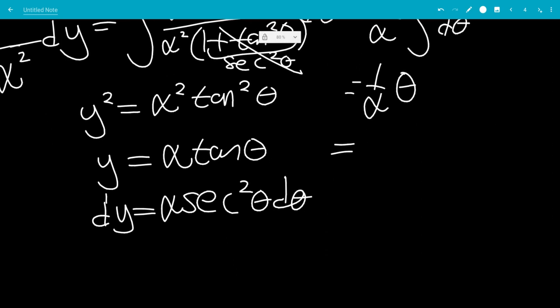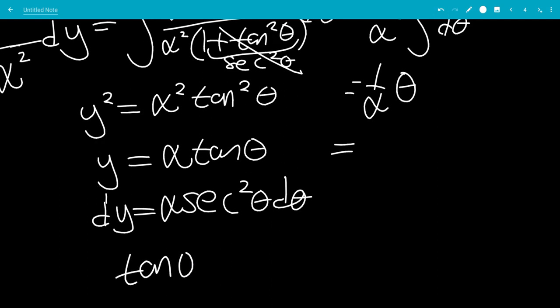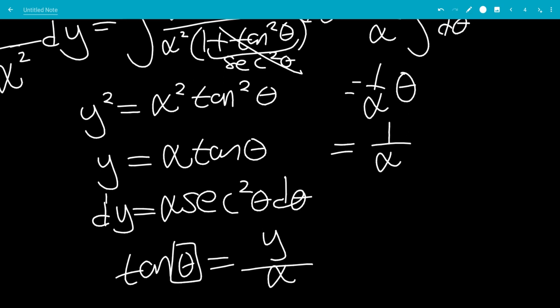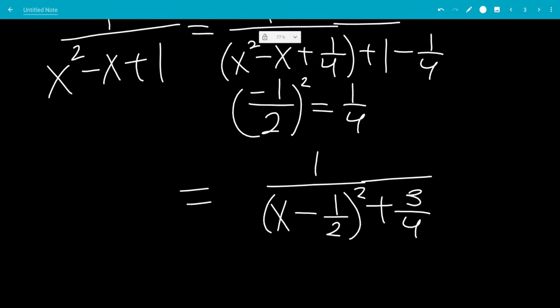Okay, so let's look at y equals alpha tangent theta. So that means that tangent theta is y over a. So this will be 1 over a. Theta, you can just take the inverse tangent on both sides to give us theta. So this should just be the inverse tangent of y over a. Okay, so this is the right form.